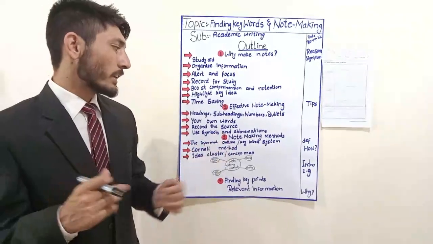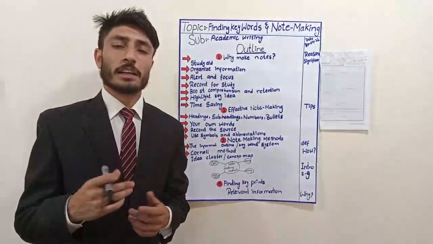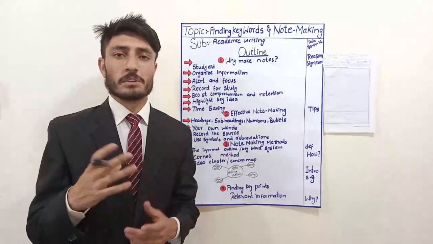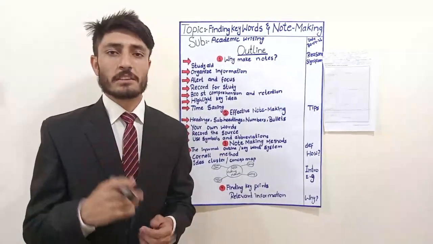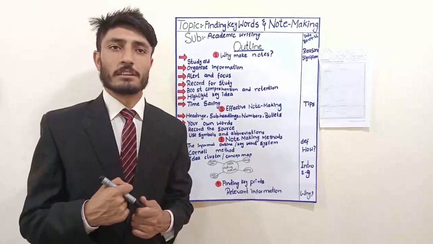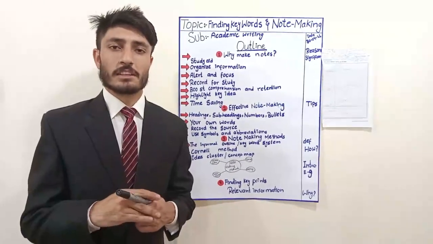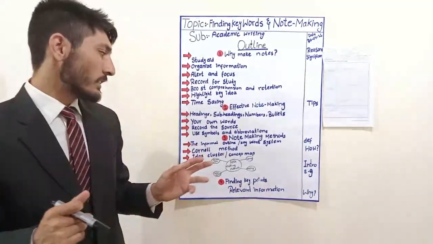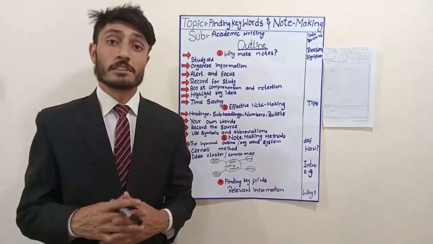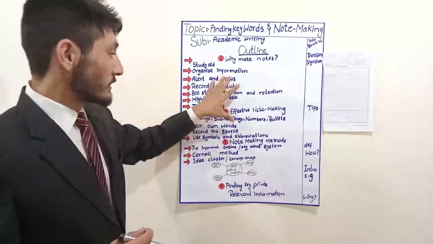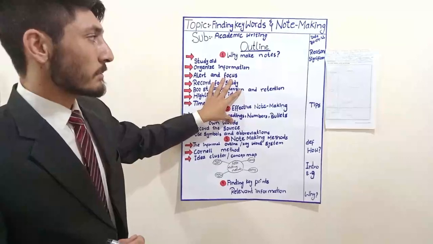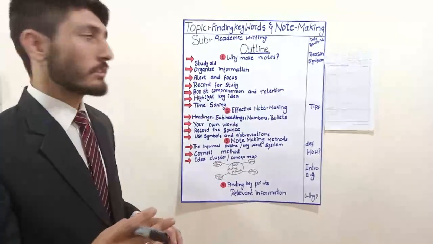The third point is note making methods. Although there are many note making methods, I'm going to discuss three. I think you are familiar with them; we have covered them in the study skills course. The first one is the informal outline, or the keyword system. This is the keyword system note making method I have used over here.